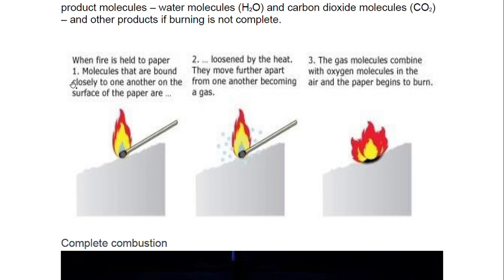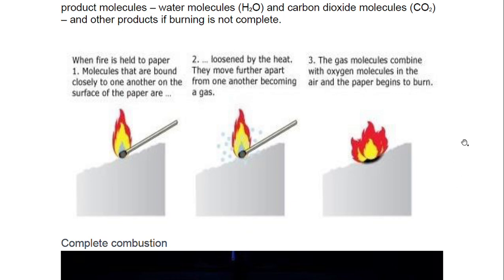When fire is held to a piece of paper, the molecules that are bound closely to one another on the surface of the paper are loosened by the heat. They move further apart from one another, becoming a gas. See the difference between a solid, liquid and gas.